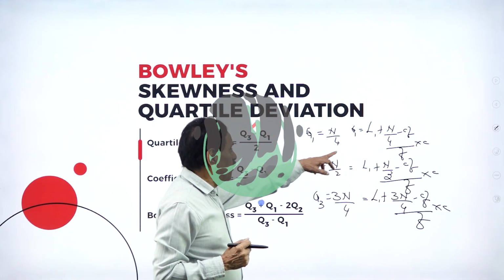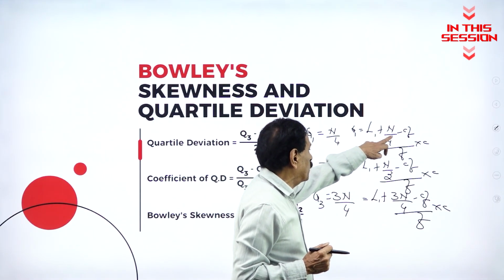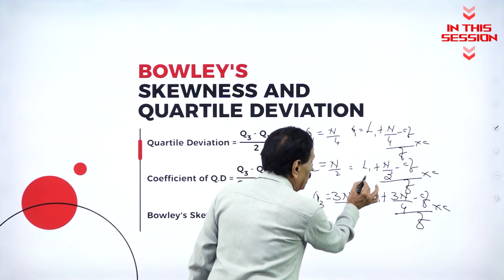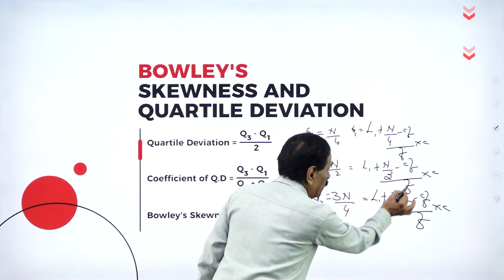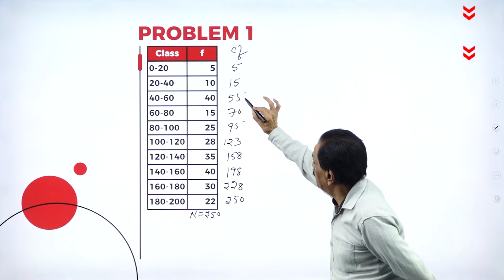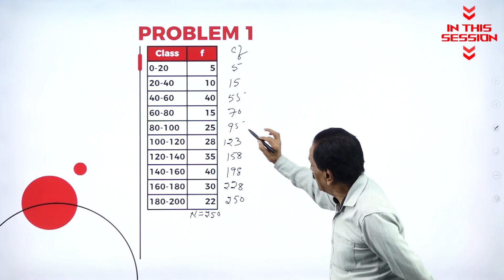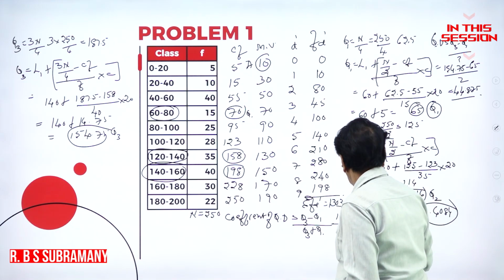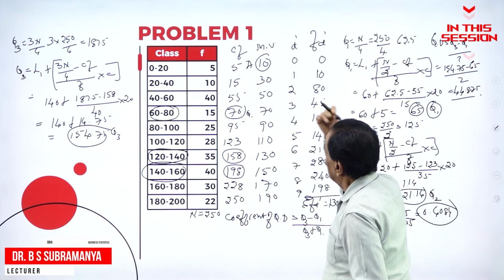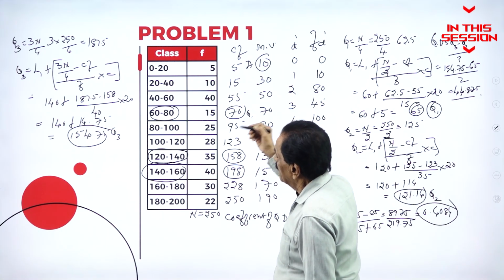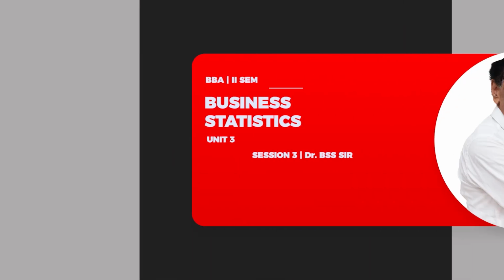Q1 is equal to N by 4, Q1 is equal to L1 plus N by 4 minus CF over F into C. Q2 is equal to N by 2, L1 plus N by 2 minus CF over F into C. Add 55 plus 15, 70. For 70, 25 should be added, become 95. You find out the skewness, Q1, Q2, Q3. So what's the first step to do? Convert frequency into CF, then you have to do it.